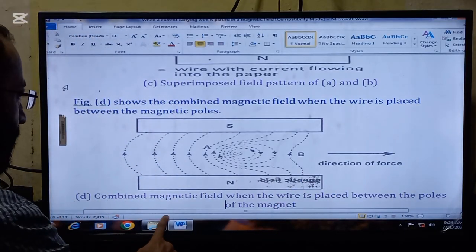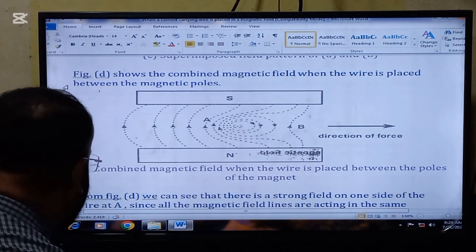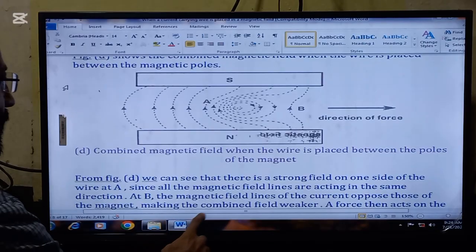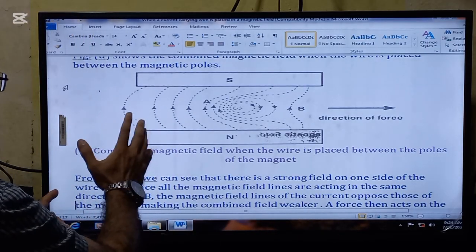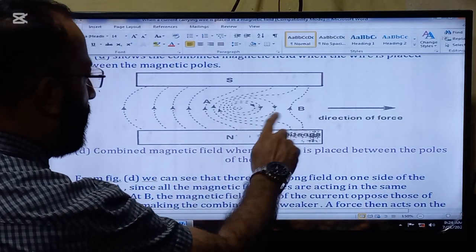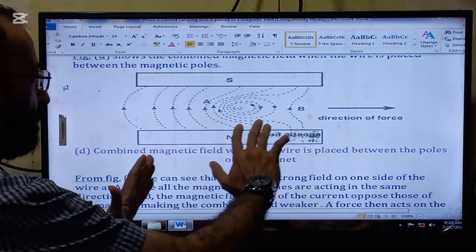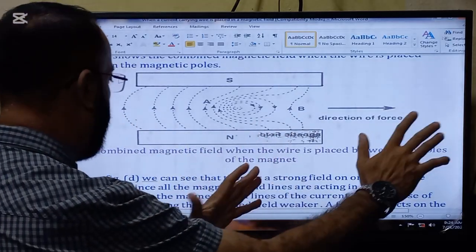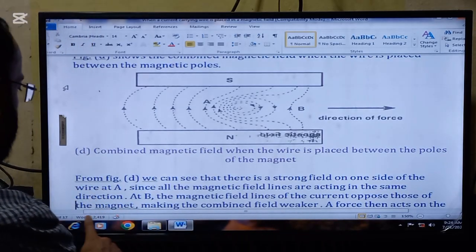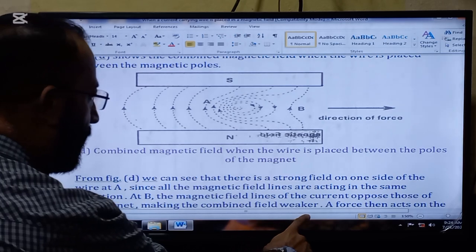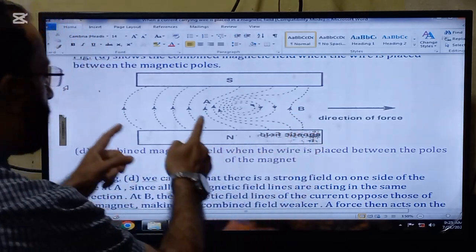Look now, the combined magnetic field when the wire is placed between the poles of the magnet. From D we can see that there is a strong field on one side of the wire at A. So here will be the strong field, and at the other end, B, there will be a weaker field, and this stronger field will push the wire in a direction. At B the magnetic field lines of the current oppose those of the magnet, making the combined field weaker. So at B there will be a weaker force, and at A there will be a stronger force.